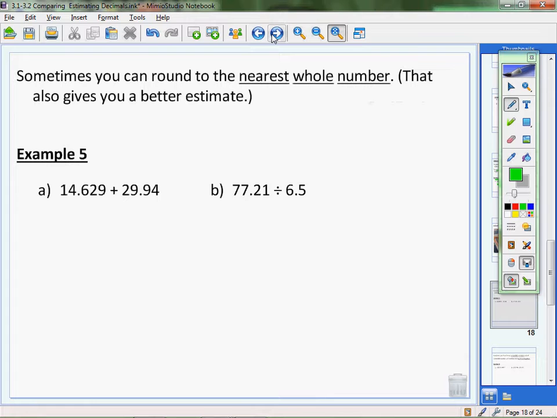Sometimes, if you want a better estimate, you can round to the nearest whole number. This will give you a better estimate because they're closer to the actual numbers. And if you remember from last week, round to the nearest whole number means round to the ones place.